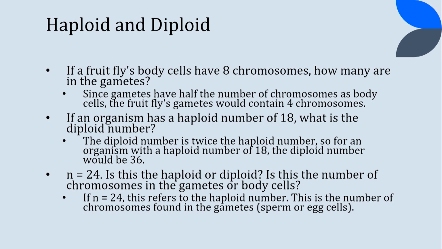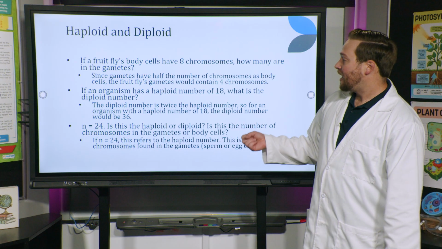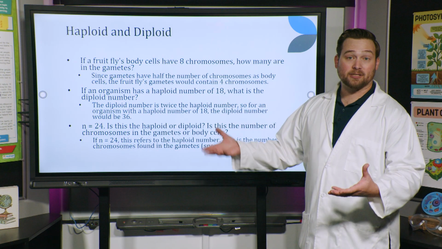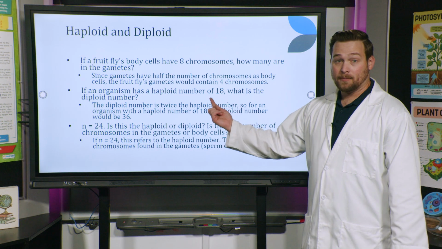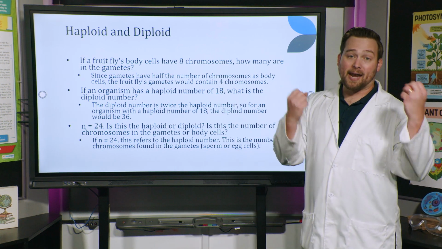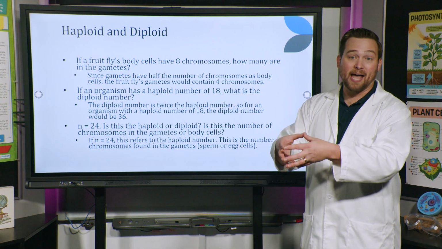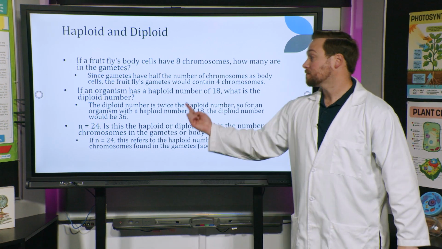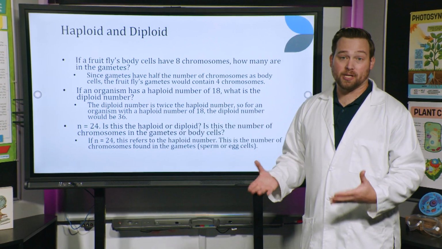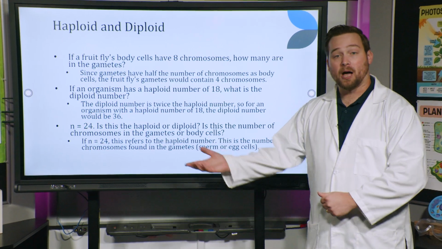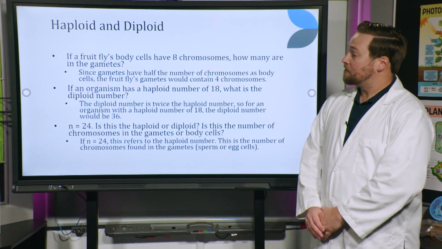So what this means is that whatever organism this is, let's just say it's a dog, inside the dog's sex cells are 18. There's 18 in the sperm and 18 in the egg. But when the sperm and the egg come together to make a zygote, which is like a new organism, that zygote now has 36 because it got half from its mom and half from its dad. Okay, here's the last one.